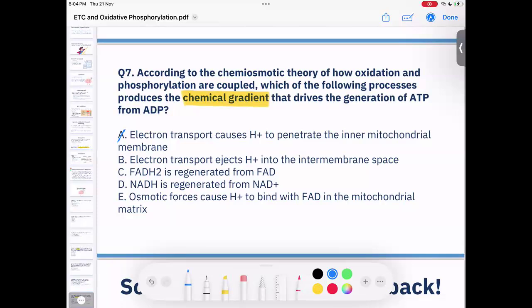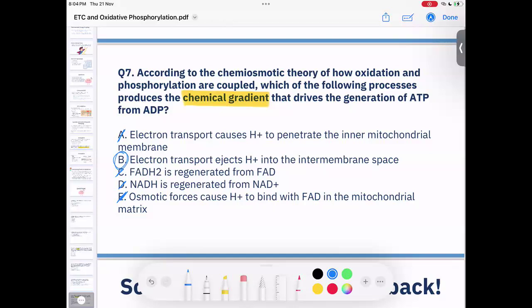And then we have FADH2 is regenerated from FAD. This has nothing to do with the chemical gradient. And then we have NADH is regenerated from NAD+. This also has nothing to do with the chemical gradient. And then we have osmotic forces cause H+ to bind with FAD in the mitochondrial matrix. And this is completely incorrect. This is irrelevant. So we end up with B. Now, why is B correct?